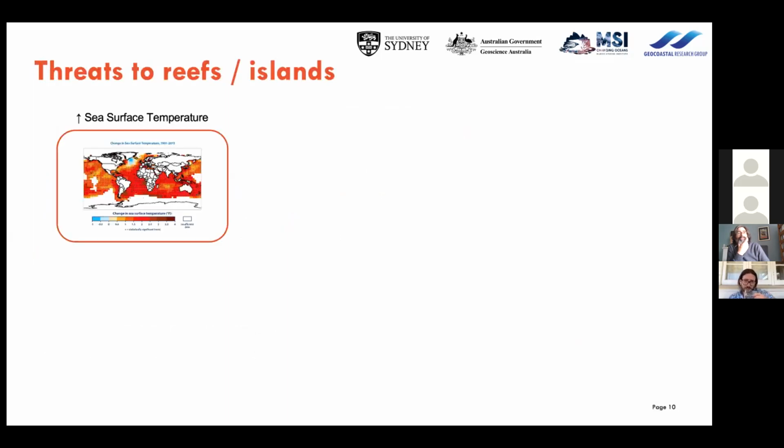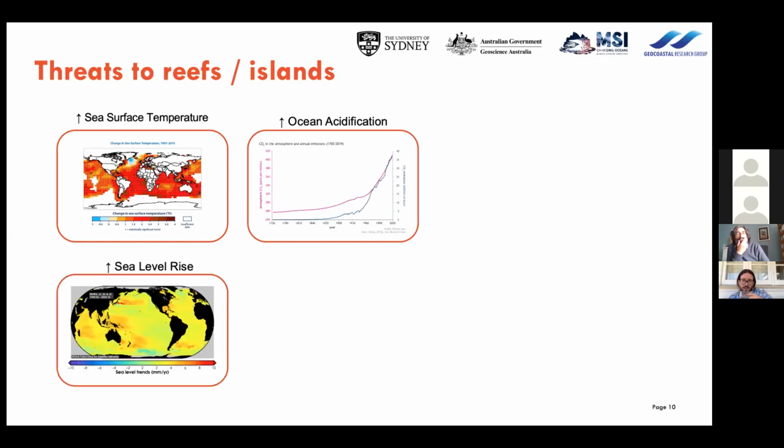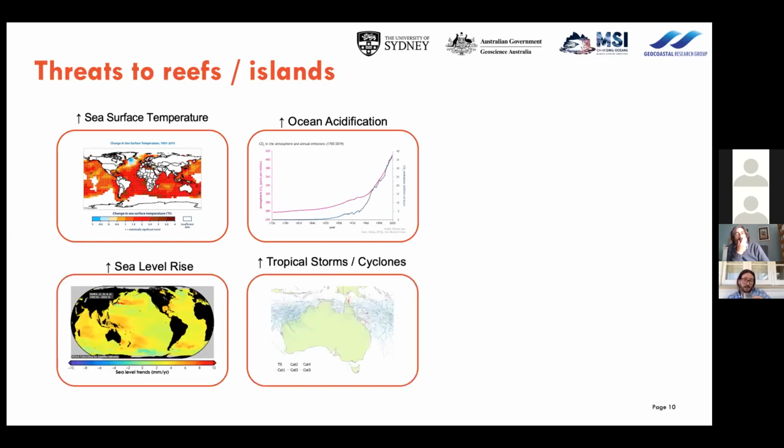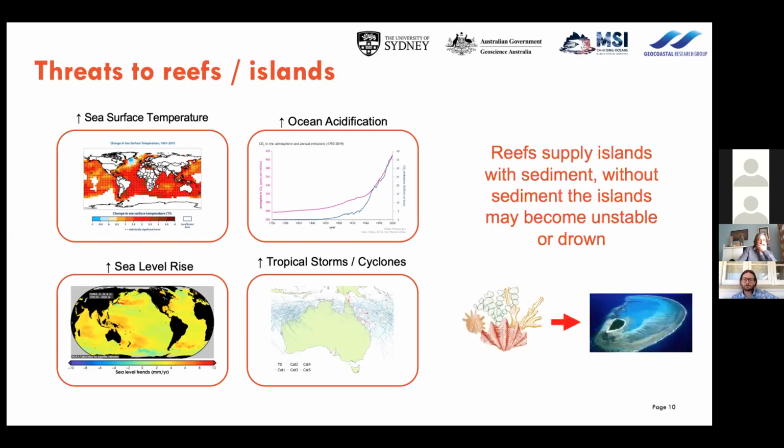So we know the typical threats to islands. We have sea surface temperature, ocean acidification, sea level rise, and storm tracks. But what's interesting is that these threats are happening more often together at the same time, which may be causing compounding effects to the reefs themselves and the reef health, and then knock-on effects to islands. So remember that the reefs supply the sediment. So without the sediment, what might happen to the islands? Are they going to become unstable, or are they going to drown potentially with sea level rise? So these are the kinds of things we need to quantify, the environmental parameters around different locations.